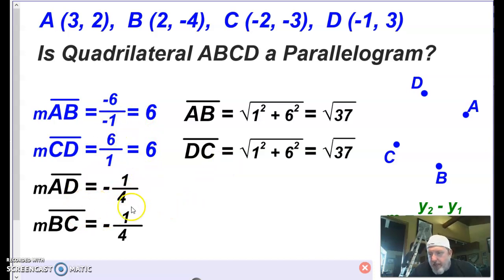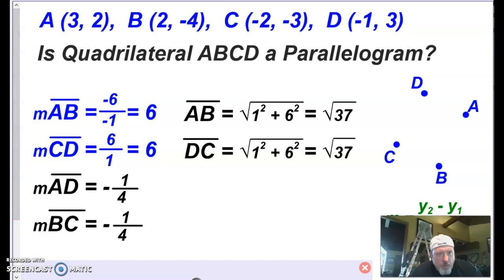In this step, if you got different slopes, you could stop. Or in this step, if you got different answers for your lengths of sides, you can stop and then conclude no. But since the slopes of our opposite sides are the same, and the lengths are the same here, we do know we have a parallelogram.